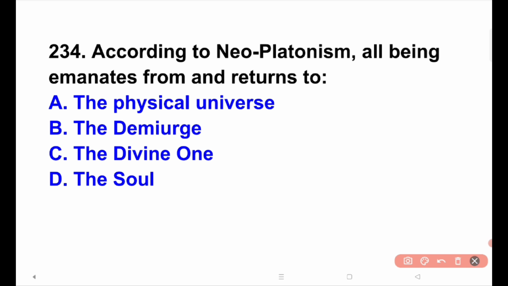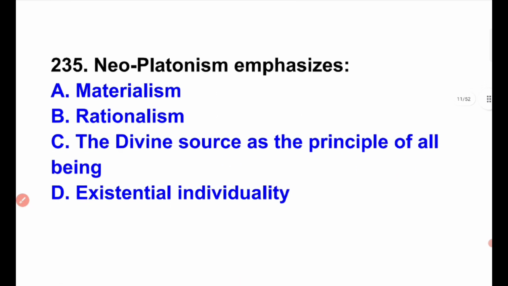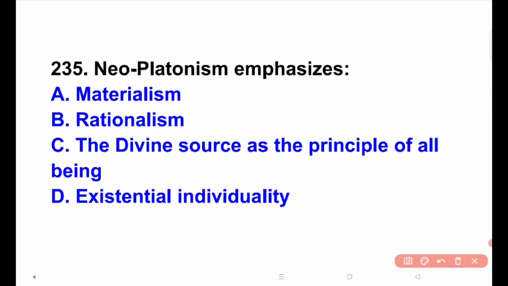Next, Neoplatonism emphasized option C, the divine One as the principle of all being. The central tenet is the divine One as the source of emanation, with soul, intellect, and the material world proceeding from it. Materialism is opposite to Neoplatonic metaphysics, since it holds that reality is material, whereas in Neoplatonism material reality is secondary or illusory. Rationalism: while reason is valued, Neoplatonism focuses on mystical intuition and transcendent unity. Existential individuality is a concern of existentialism, not Neoplatonism, which emphasizes unity over individuality. Reference: Armstrong, A.H., 1953, Plotinus and the Neoplatonic Tradition.